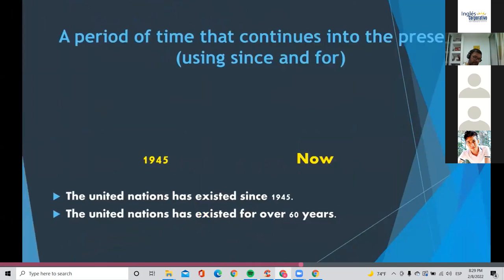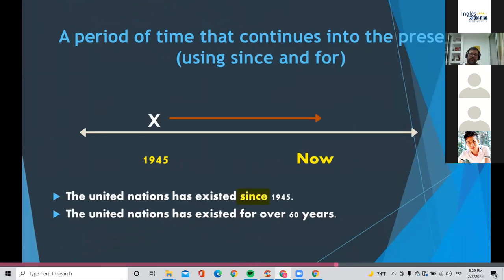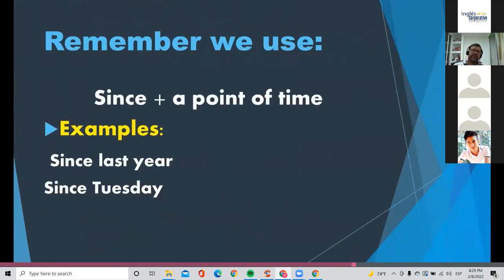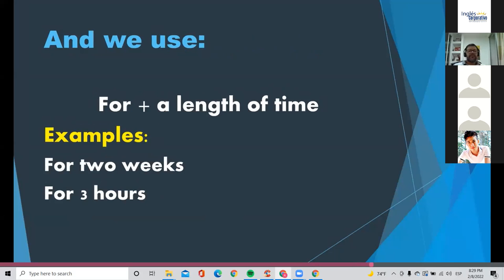A period of time that continues into the present, using since and for. The United Nations has existed since 1945. The United Nations has existed for over 60 years. Remember, we use since plus a point of time. Example, since last year, since Tuesday. And we use for plus a length of time. For example, for 2 weeks, for 3 hours.